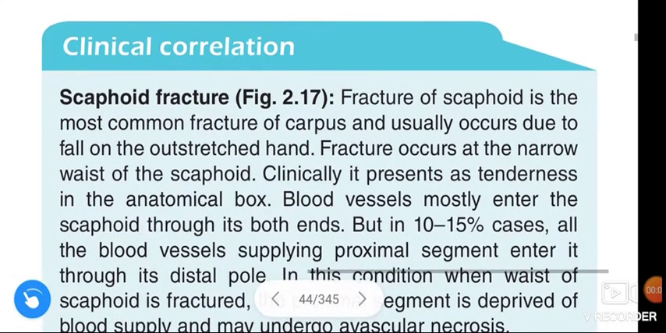In this video we are going to learn about scaphoid fracture. The fracture of scaphoid is the most common fracture of carpus and usually occurs due to fall on the outstretched hand, and the fracture occurs at the narrow waist of the scaphoid. Clinically, it presents as tenderness in the anatomical box.